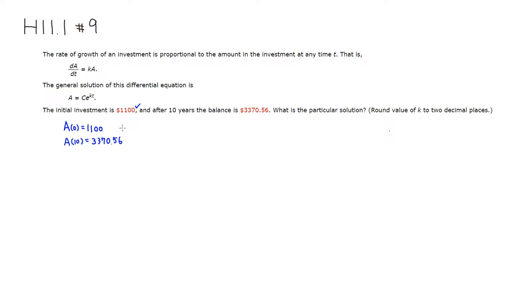Let's do the first one. If you plug in 0, it's going to be C times e to the k times 0. But e to the 0 is 1, so this is going to give you just C. So C is equal to 1,100. So far, we know the formula is A of t is equal to 1,100 e to the kt.